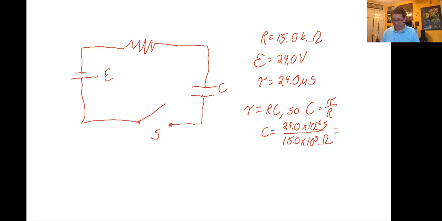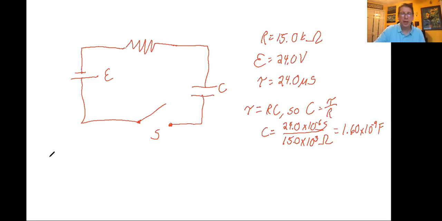So you have 24 times 10 to the negative 6 divided by 15E3. That gives 1.60 times 10 to the negative 9 farads, or 1.60 nanofarads. Either works. So that's the easy part of this problem. The harder part is the time it takes for the voltage across the resistor to reach 16 volts after the switch is closed.